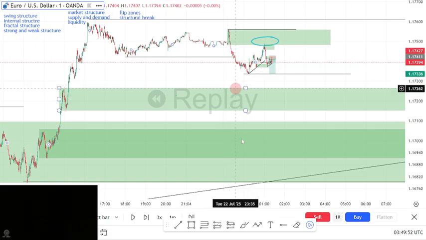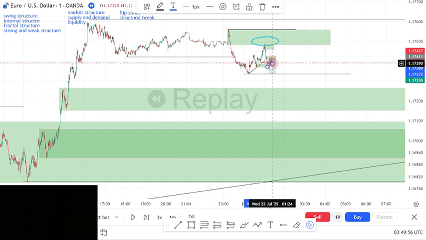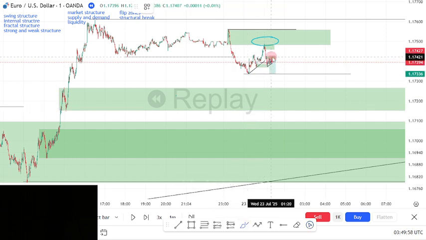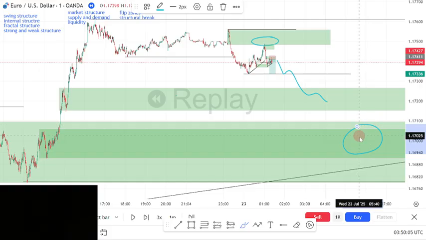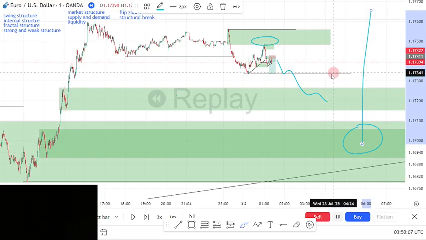So this one is just a pullback on the 15 minutes, right? To facilitate this 15 minutes pullback into this either buy to sell break, or either we use it as liquidity to move into the main move for continuation.